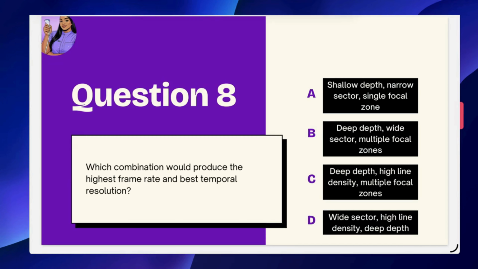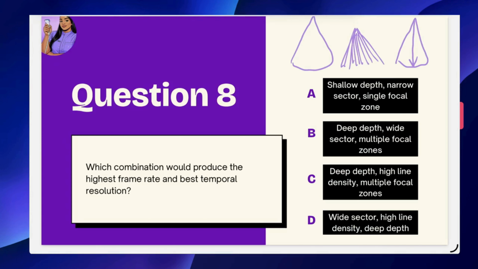So for instance, yeah, Shiso Coco 4, you're saying not D because high line density gives it more work. Exactly, right? So let's talk about that. D says it's a wide sector, high line density, deep depth, right? We have a wide sector, and then let's say we have high line density. So we have a whole bunch of lines, right? And then let's say we have deep depth, which means we're going all the way down. See, the problem with that is we're placing too much work on the system.